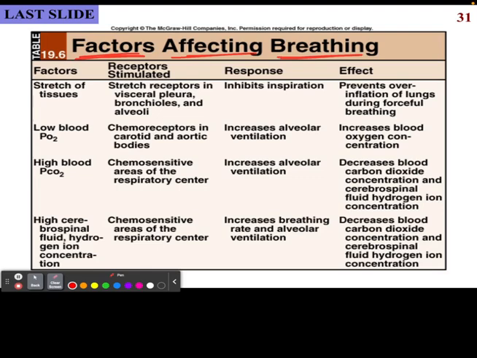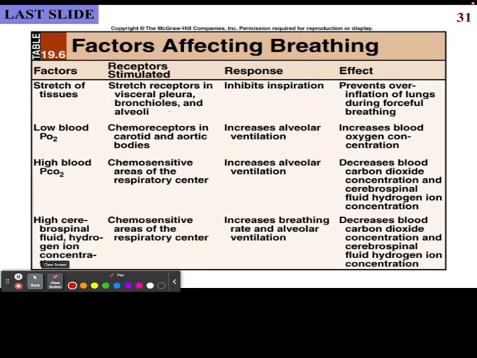So, again, all stuff we discussed earlier, we can stretch the tissues. And when that happens, we can inhibit respiration. And this is going to prevent overinflation of the lungs. So, in other words, you take a breath. As you inhale, it's going to stretch these various receptors found throughout the visceral pleura, the bronchioles, and the alveoli. And it's going to tell your body, hey, you already have enough air in here. You don't need any more because it can cause damage. So that's one way we can affect our breathing.